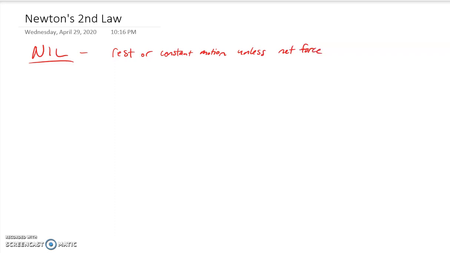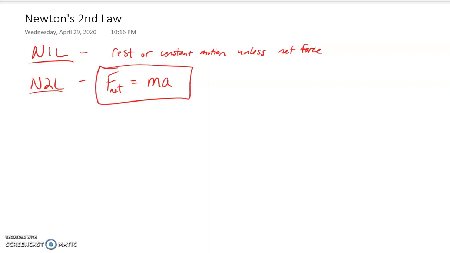On to Newton's second law. He has three laws, but today is Newton's second law, and it's really just an equation, and it's probably the most important equation in all of physics. It's that a net force equals a mass times an acceleration. Net force equals mass times acceleration.